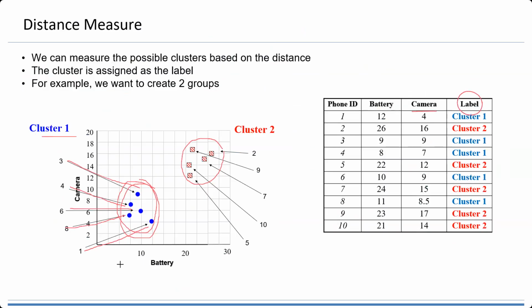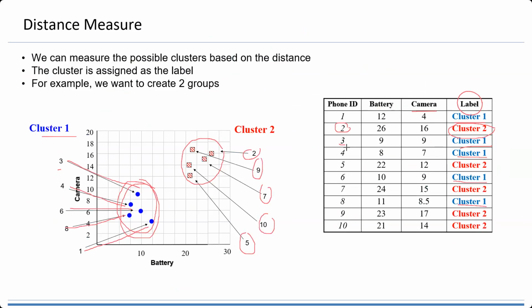Cluster 1 is from the data number 1, the data number 3, cluster 1, cluster 1, cluster 1. And cluster 2 is the data number 2, number 9, 7, 10, and 5. So based on the data characteristics, I can make two groups.